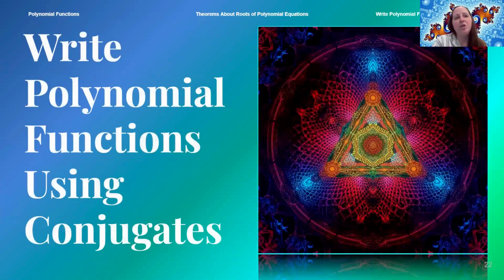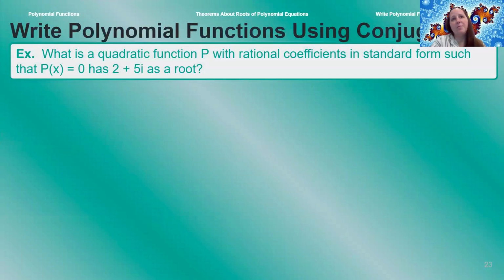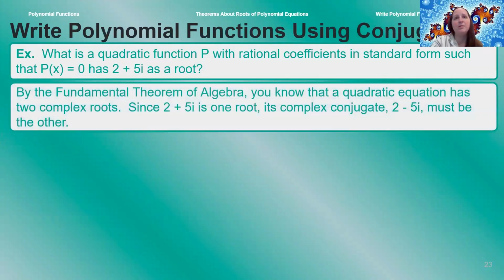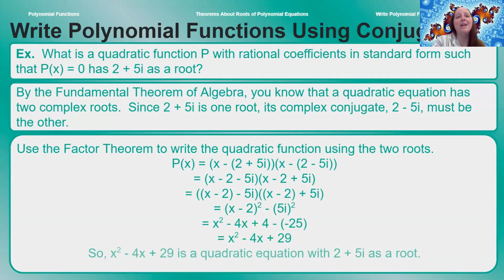Write polynomial functions using conjugates. What is a quadratic function p with rational coefficients in standard form such that p of x equals 0 has 2 plus 5i as a root? So since it has 2 plus 5i as a root, its complex conjugate will also be a root. Okay, so 2 plus 5i and 2 minus 5i. Since I know that this is a quadratic function, meaning x to the second power, I will only have 2 roots in this case. So 2 plus 5i and 2 minus 5i are my roots.